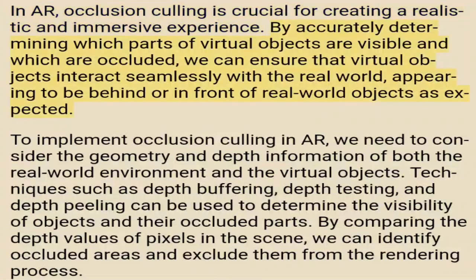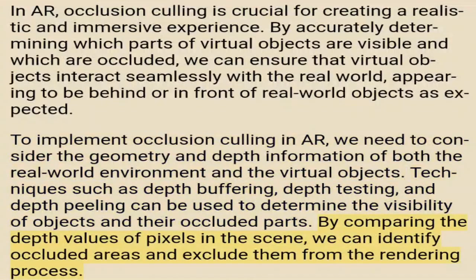By accurately determining which parts of virtual objects are visible and which are occluded, we can ensure that virtual objects interact seamlessly with the real world, appearing to be behind or in front of real-world objects as expected. To implement occlusion culling in AR, we need to consider the geometry and depth information of both the real-world environment and the virtual objects. Techniques such as depth buffering, depth testing, and depth peeling can be used to determine the visibility of objects and their occluded parts.